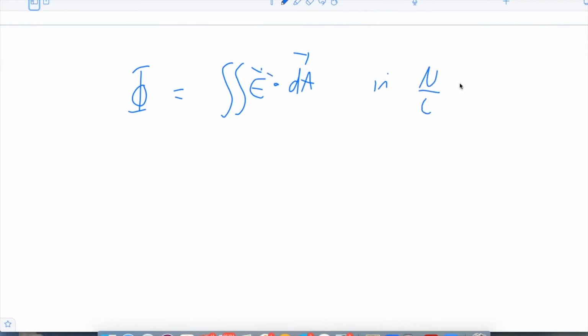Okay, so flux. Remember electric flux. In general, the most general definition of flux is the double integral of E dotted with the vector dA. It's the amount of electric field that flows perpendicularly through a surface, and we add all that up. So it has units of E times area. This is in newtons per coulomb. That's E times meters squared.